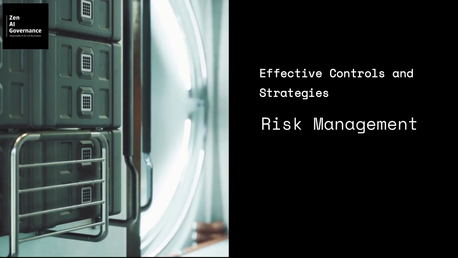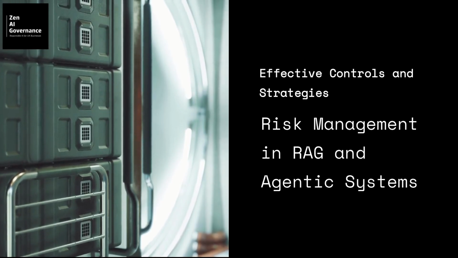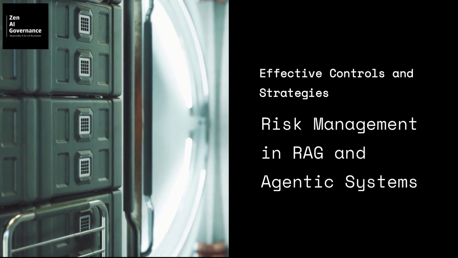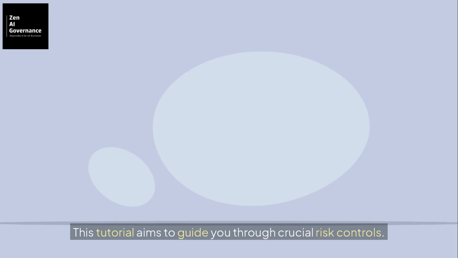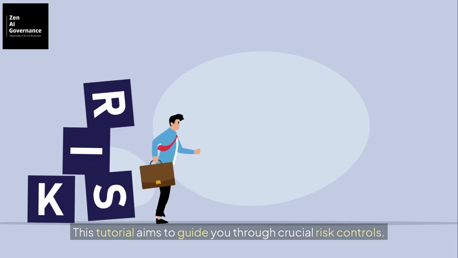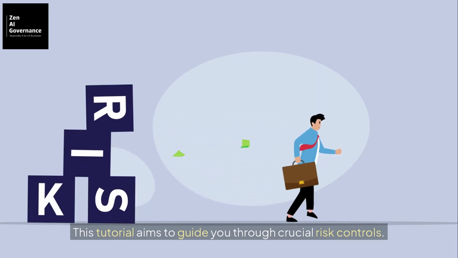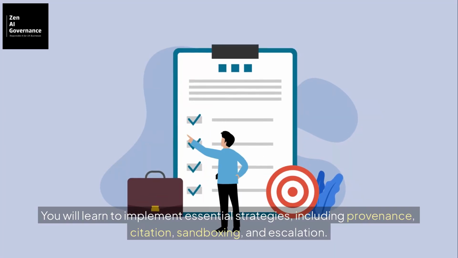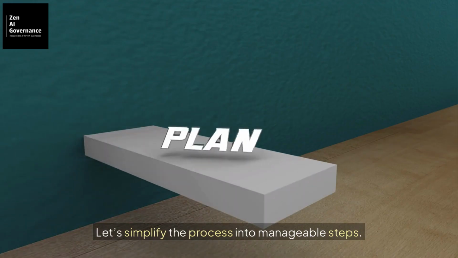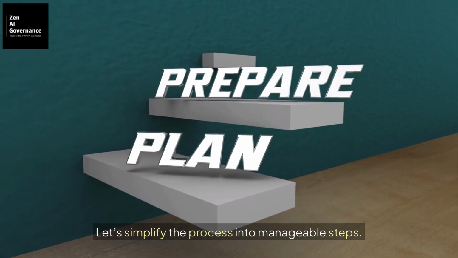Have you ever considered how to effectively manage risks in retrieval-augmented generation and agentic systems? This tutorial aims to guide you through crucial risk controls. You will learn to implement essential strategies, including provenance, citation, sandboxing, and escalation. Let's simplify the process into manageable steps.